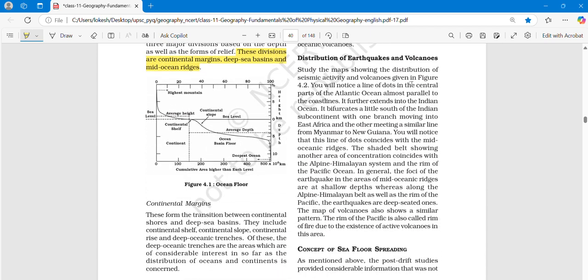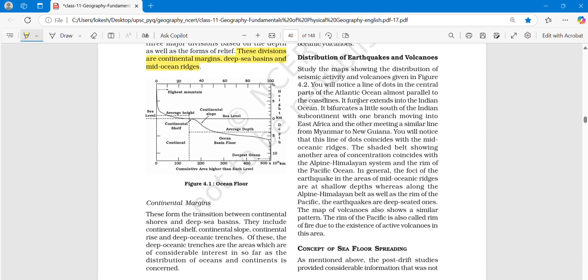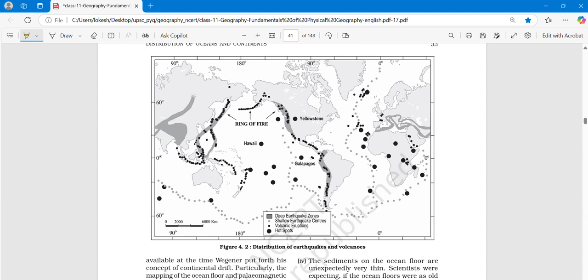Next is the distribution of earthquakes and volcanoes. Figure 4.2. The famous Ring of Fire, around the Pacific Ocean: Japan, Korea, China, the South China Sea, the Philippines, the Indonesia group, Australia, New Zealand, and some islands.